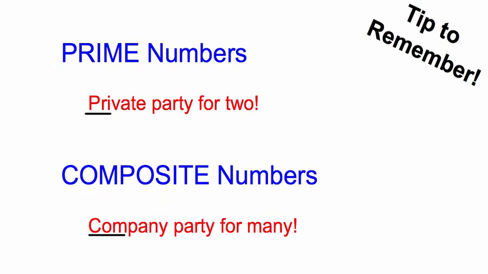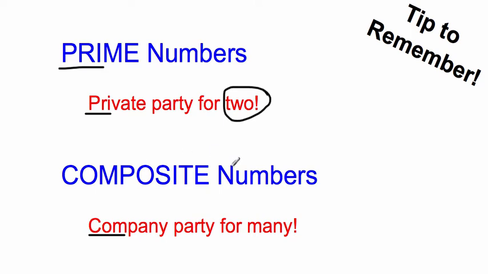So this is my little tip that I like to help me remember the difference between prime and composite. So if we say prime numbers and we remember the saying private party for 2, we can see that prime starts with a PRI and private starts with a PRI. So you can remember that if you're having a private party for 2, prime numbers only have 2 factors.